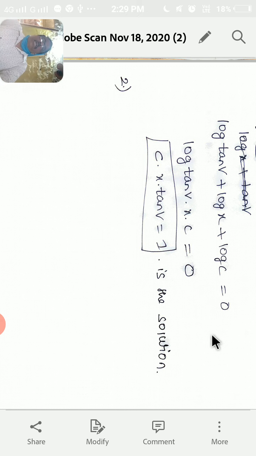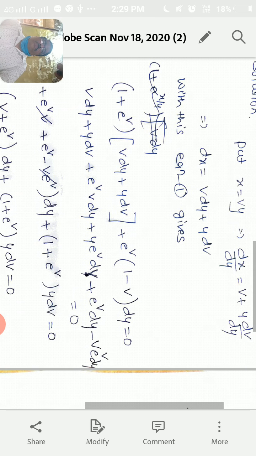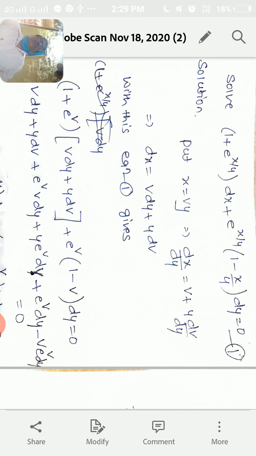Okay, so similarly we have another problem, that is: solve (1 + e^(x/y)) dx + e^(x/y)(1 − x/y) dy = 0. Now in this case what we do here is substitute x = vy. In the last two problems we have substituted y = vx. Now in this case we substitute x = vy, then differentiating with respect to y, dx/dy is equal to v plus, differentiation of y with respect to y is 1, plus y dv/dy.